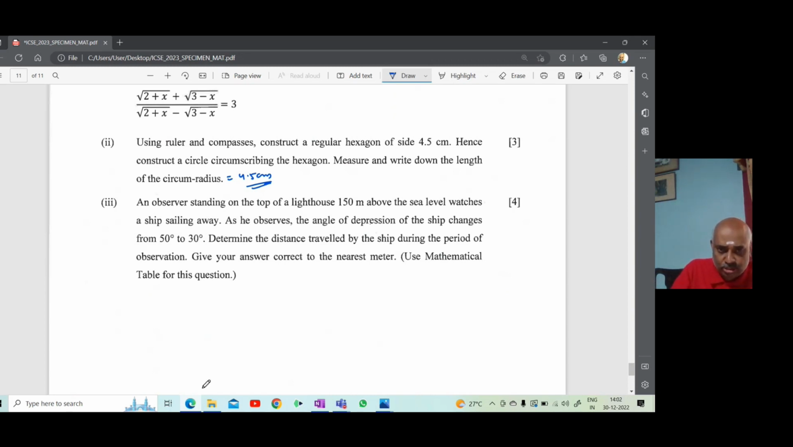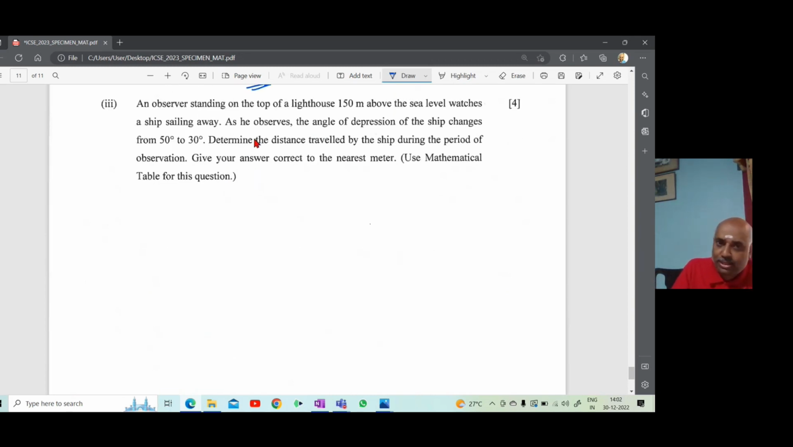Now the last question. An observer standing on the top of a lighthouse 150 meters above the sea level watches a ship sailing away. As he observes, the angles of depression of the ship changes from 50 degrees to 60 degrees. Determine the distance traveled by the ship during the period of observation. Give your answer correct to the nearest meter.